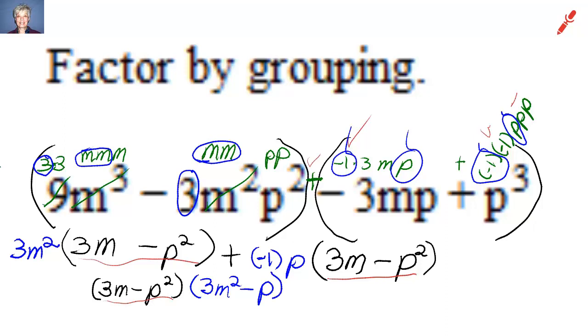Whenever you have two minus signs, you're going to have to do this little trick, and that can be pretty darn tricky. But here's your answer, 3m minus p squared times 3m squared minus p. Okay, we're going to talk a whole lot more about this situation right here, because it is more difficult.